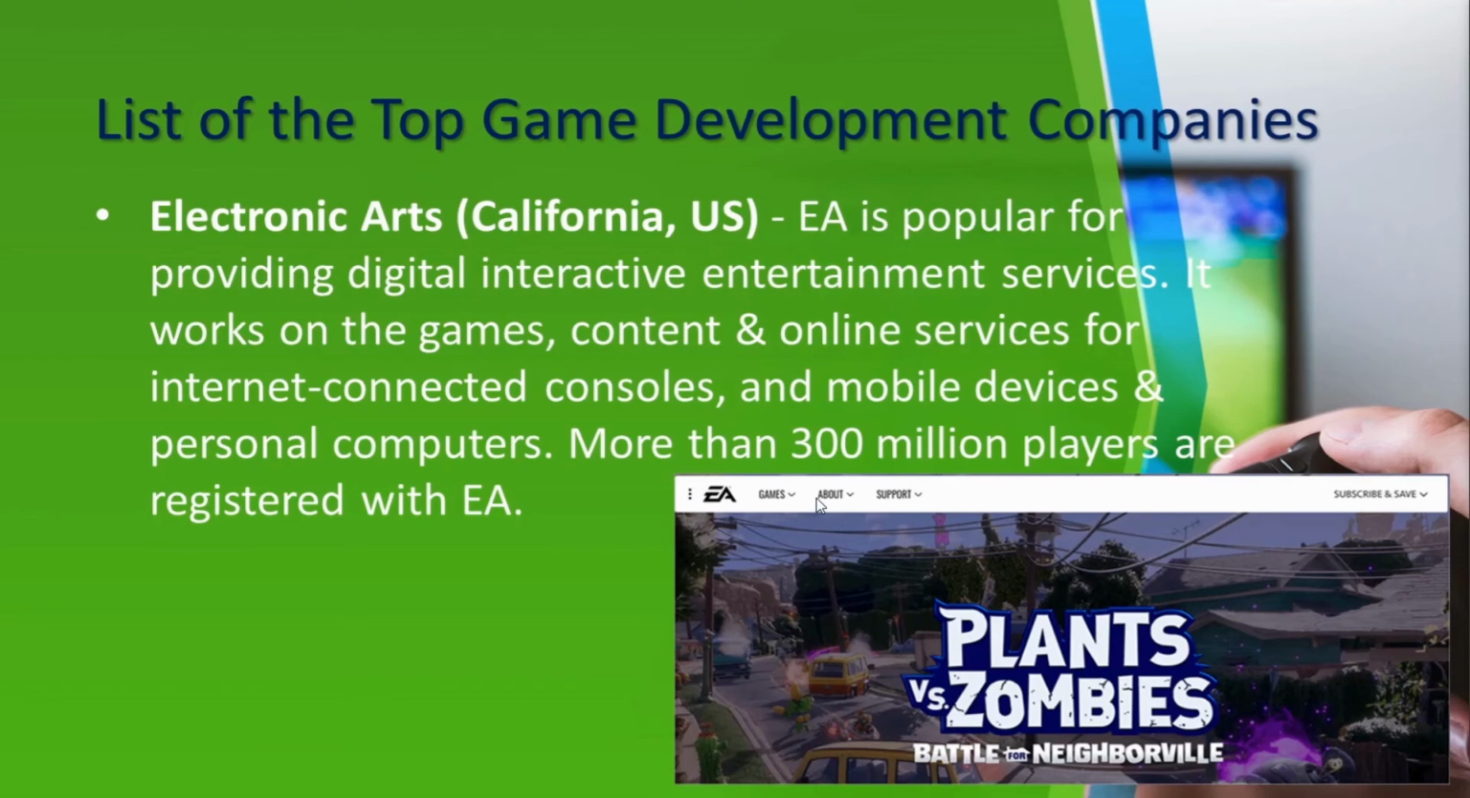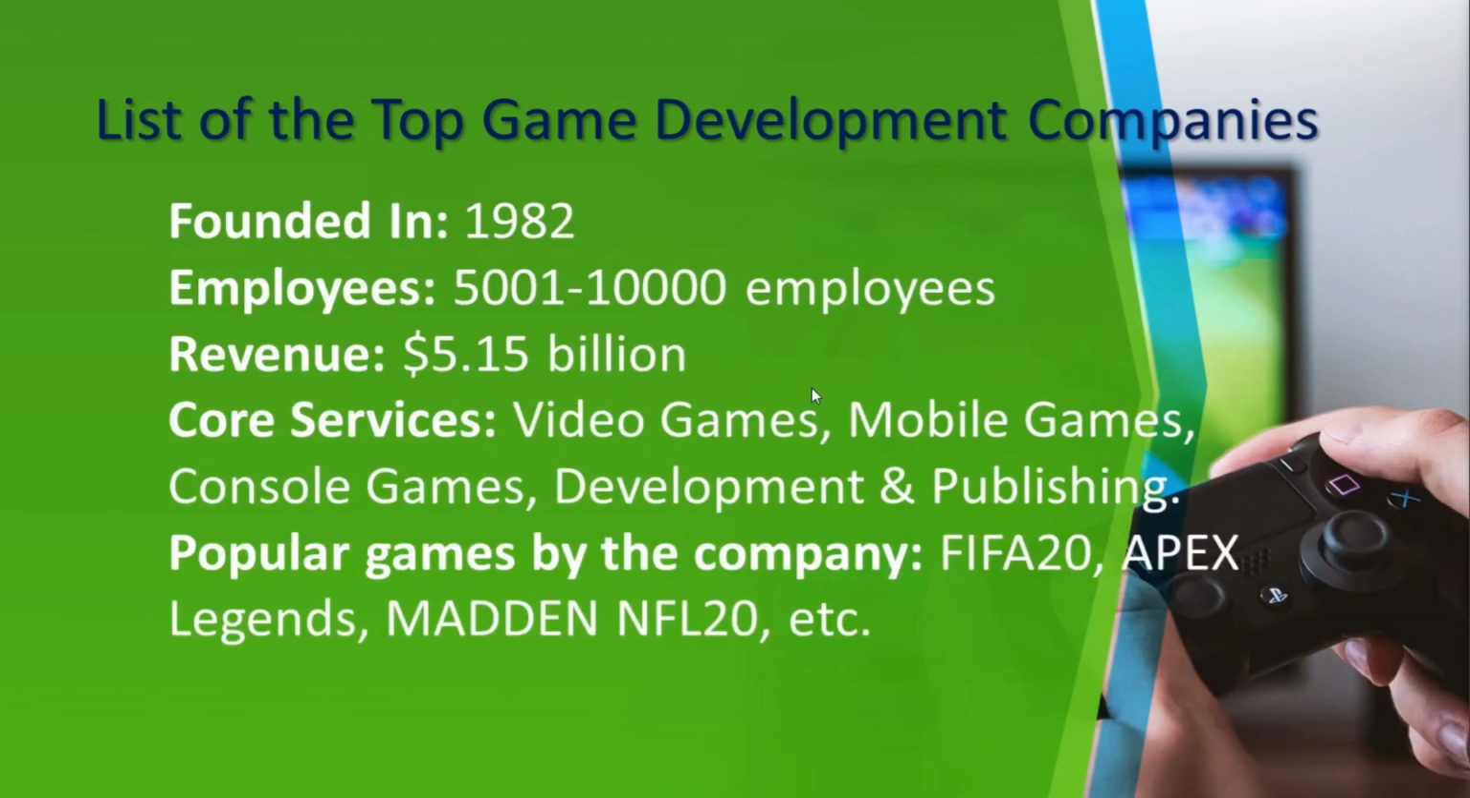Then we have our last topic for today. Here is a list of top game development companies that you can see in the market today. First, we have Electronic Arts, or you're familiar with EA Games or EA Sports. EA is popular for providing digital interactive entertainment services. It works on games, content, and online services for internet-connected consoles, mobile devices, and personal computers. More than 300 million players are registered with EA. It was founded in 1982 and currently has around 5,000 to 10,000 employees, and its revenue is $5.15 billion.